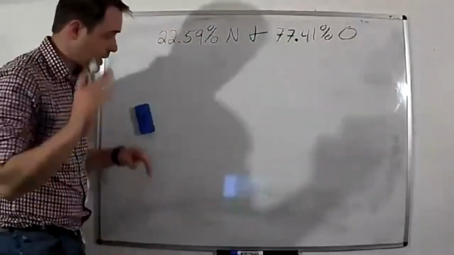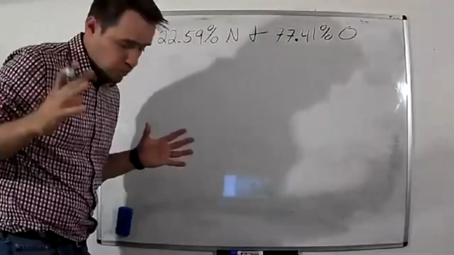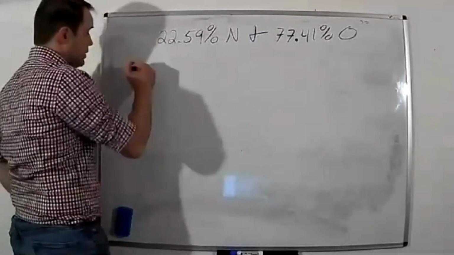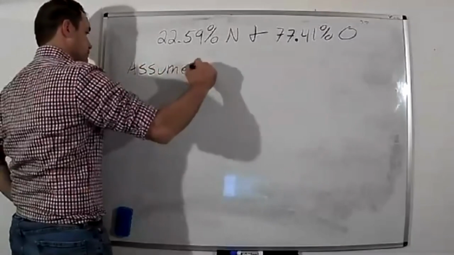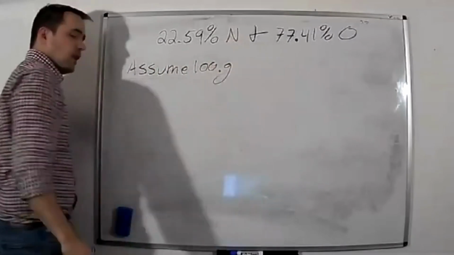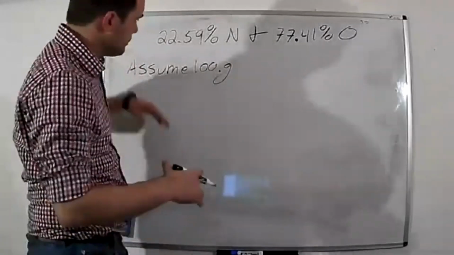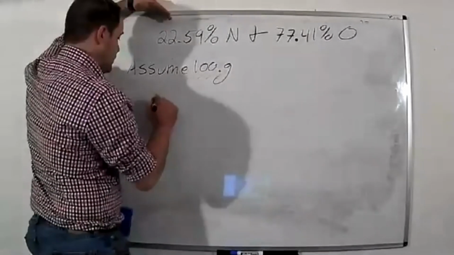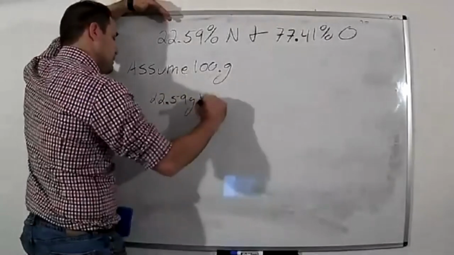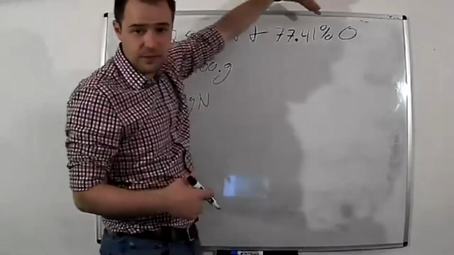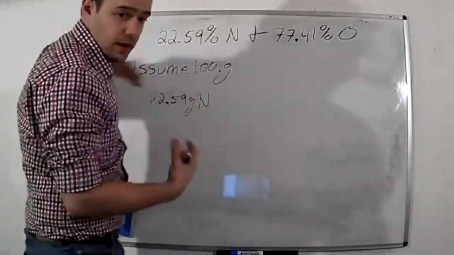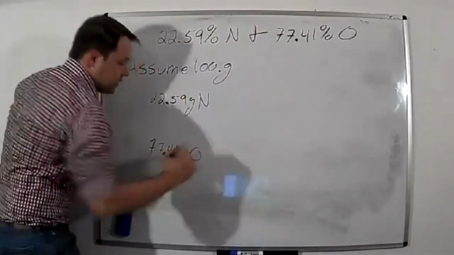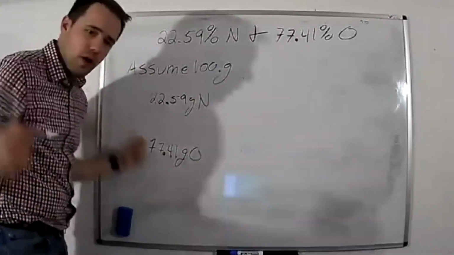Here's what you do. It's the first step. This is where things go wrong. This is the whole bread and butter of the entire problem. When you get a percent composition problem like this, what you need to do is assume 100 grams. If I assume 100 grams, then if it's 22.59% by mass and I have 100 grams, that would be 22.59 grams of nitrogen. And again, if I have 100 grams and it's 77.41% by mass oxygen, then in 100 grams, that would be 77.41 grams of oxygen.